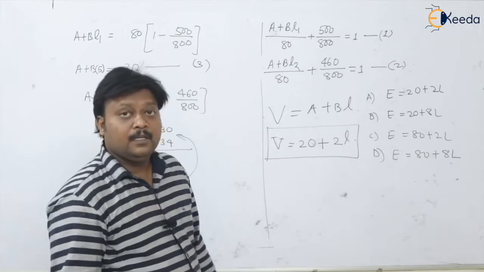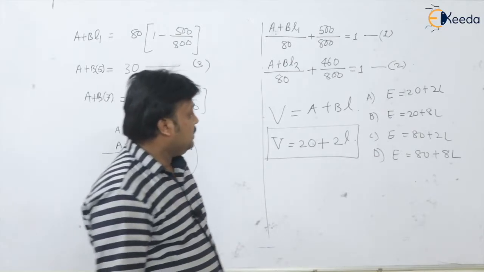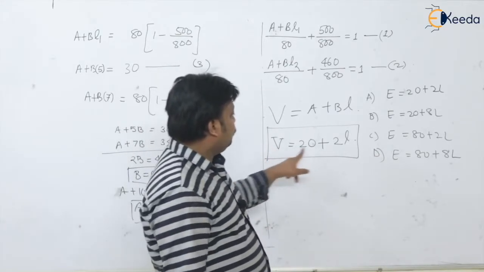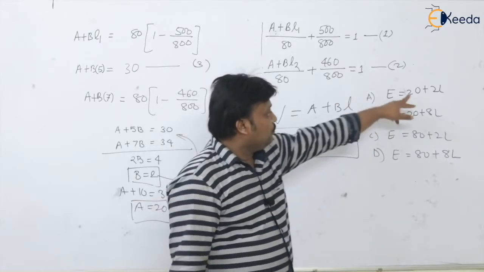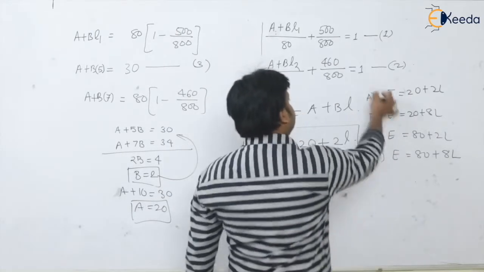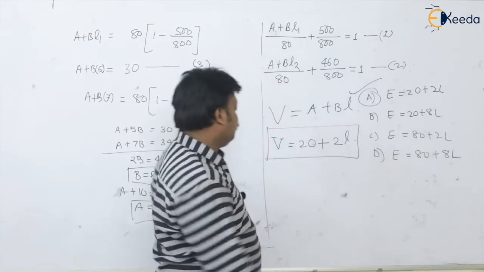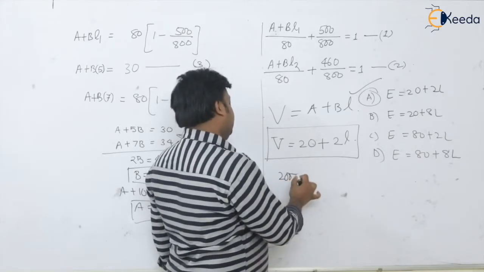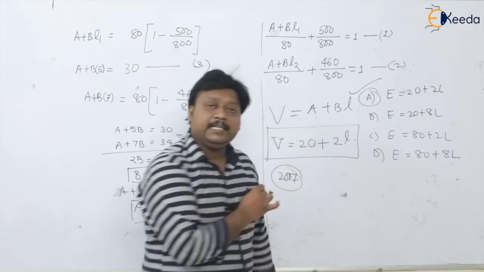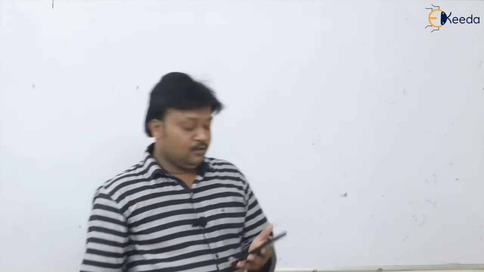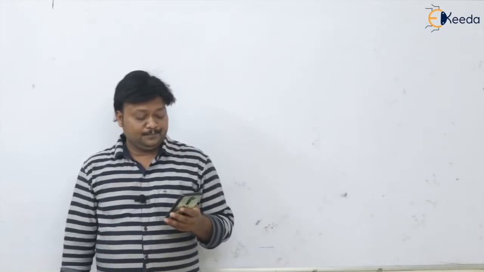So tell me dear students, what will the answer be? E is equal to 20 plus 2L. Yes, option A is correct. This is a 2-mark question from GATE 2007, which was set by IIT Kanpur. So let us take the next question.